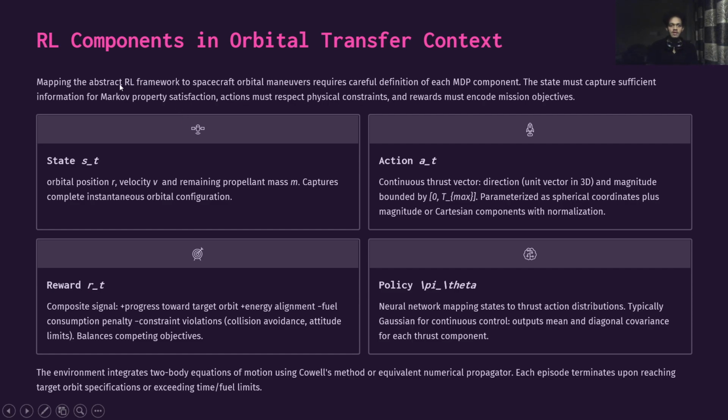Mapping the abstract RL framework requires careful definition of each MDP component. So let's see, that's what I already explained. We have a component of state, which in our orbital transfer context is the orbital position r, the velocity v, and the remaining propellant mass m, which captures the complete instantaneous orbital configuration, encoded in a 7-dimensional vector. That is, we have position in x, y, and z, and velocity in x, y, and z, and we have mass.